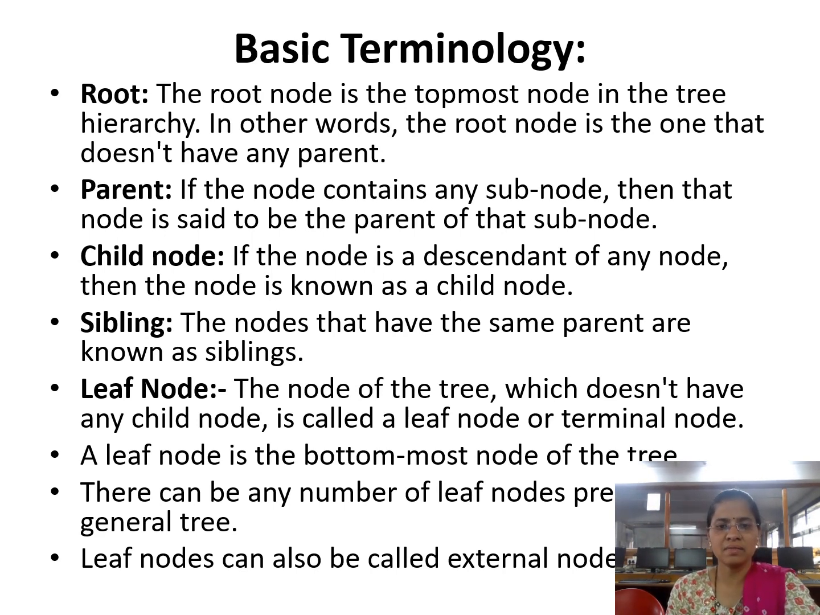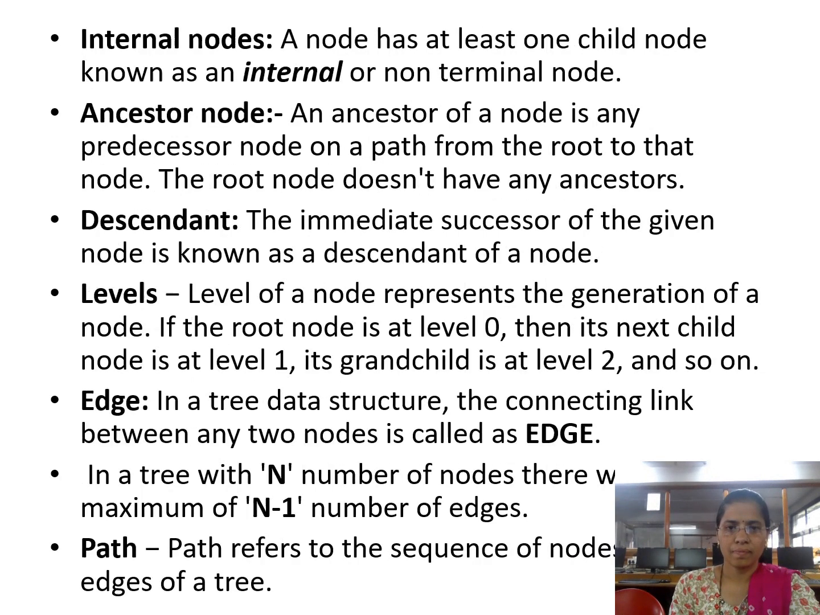The next term is leaf node. What is a leaf node? A node of the tree which does not have any child node is called a leaf node, also known as a terminal node or an external node. There can be any number of leaf nodes in a general tree, and the leaf node is the bottommost node of the tree. The next term is internal nodes. A node that has at least one child node is known as an internal or non-terminal node.